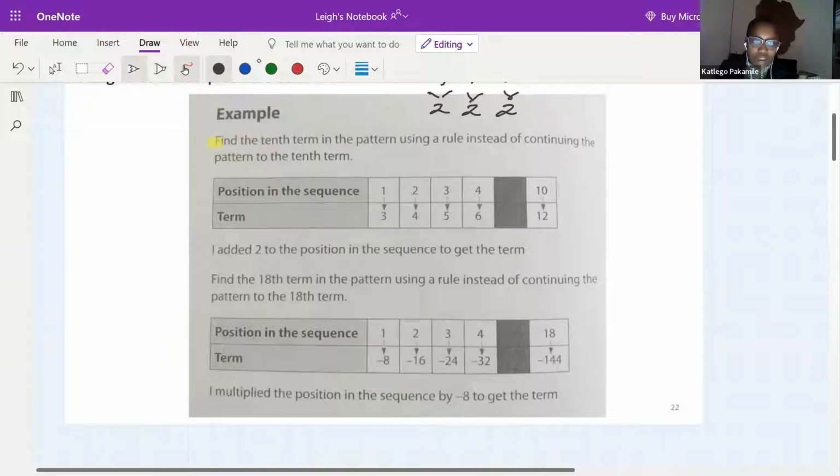First of all, is it an arithmetic or a geometric pattern? Let's start there. Simpiwe, what do you think?